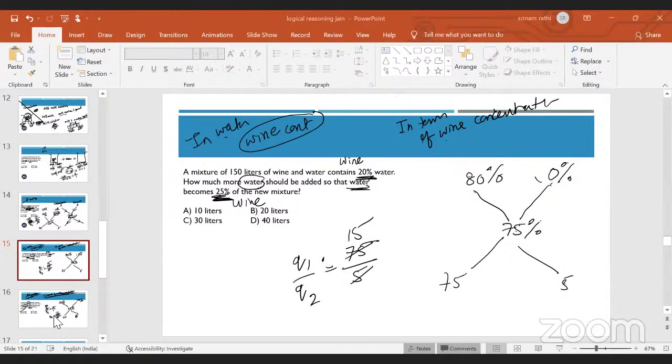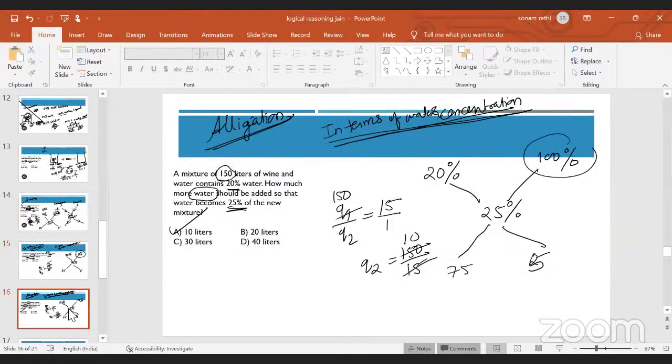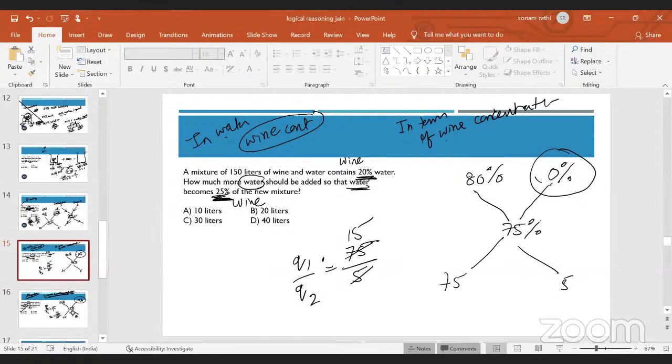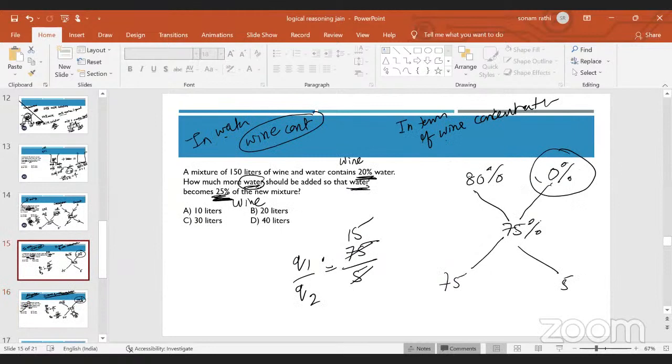Did you get it? How we were getting 0% here and how we were getting 100% here? Because earlier we were doing the question in terms of water. So in water, water is 100%. But when we are doing the question with wine, in wine you have to change it, because in water there is no wine. So when I write wine concentration, it should be 0. Did you get it, everyone?